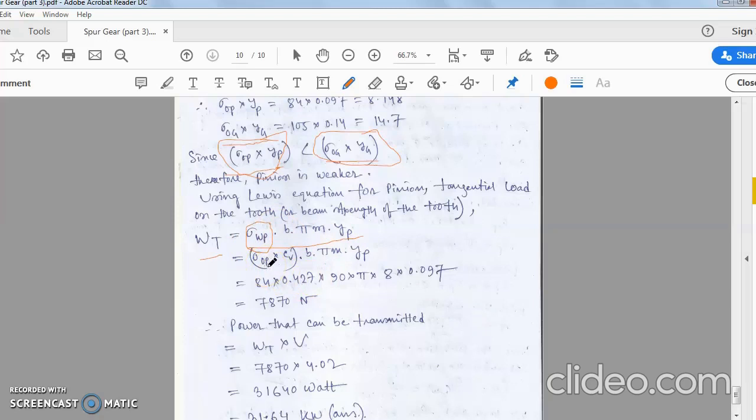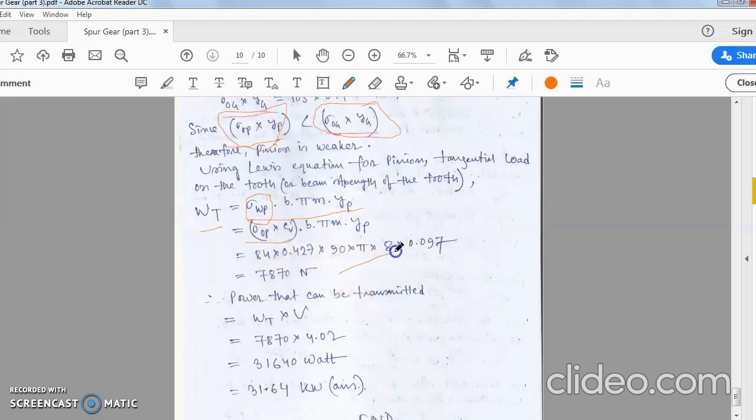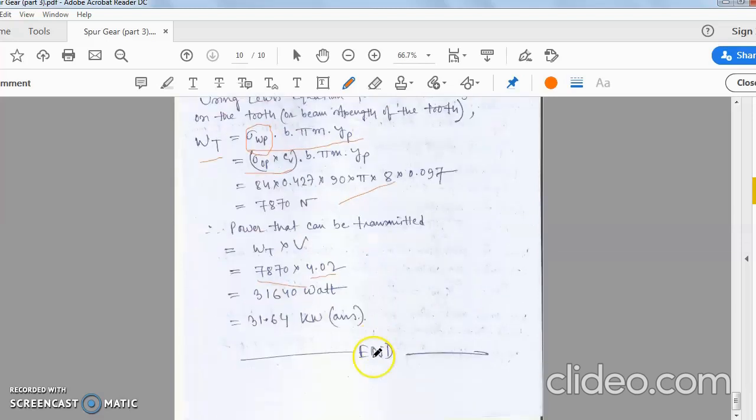Now Wp is sigma OP into CV. Put all those values and we will get the value of Wt. As soon as you get the value of Wt, we know power transmission will be force into velocity. So Wt into velocity. Wt you have got, and you also know the pitch line velocity. Put all those values and we will get the value of power transmission. Okay, so this is another type of example for gear tooth design.